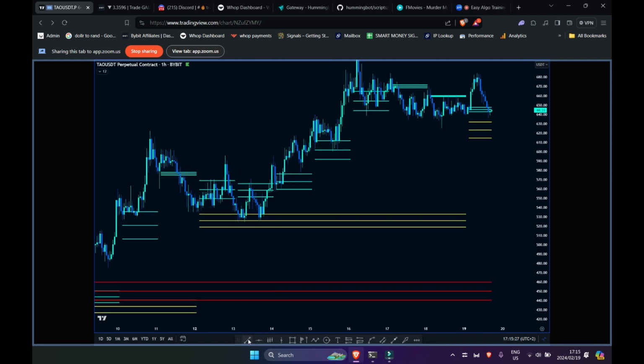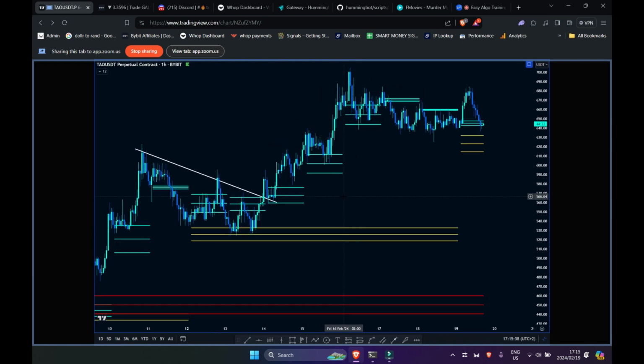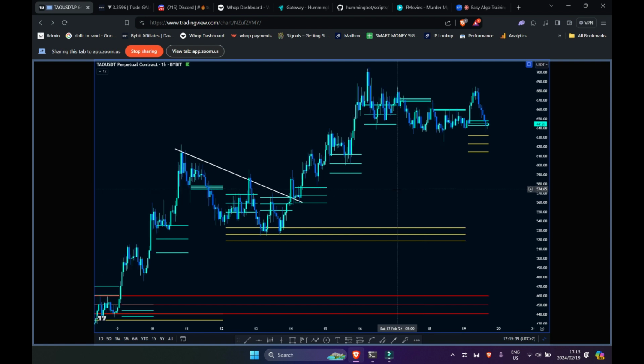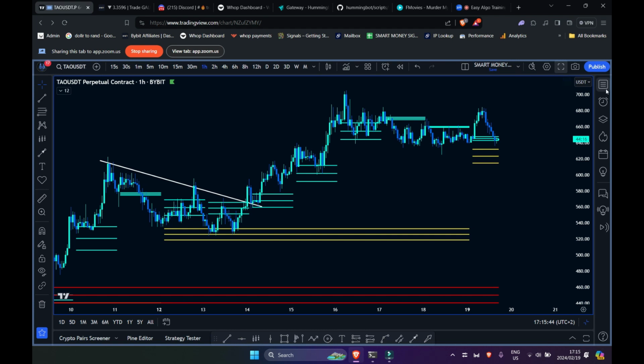I know a lot of people do price action as well. You can enter on the break. You can see, look, there's a trend line. It breaks the trend, retests, and then carries on up. So you can see a lot of confluences are lining up in this instance. So those would have been the trades, how you would have entered into Tau.